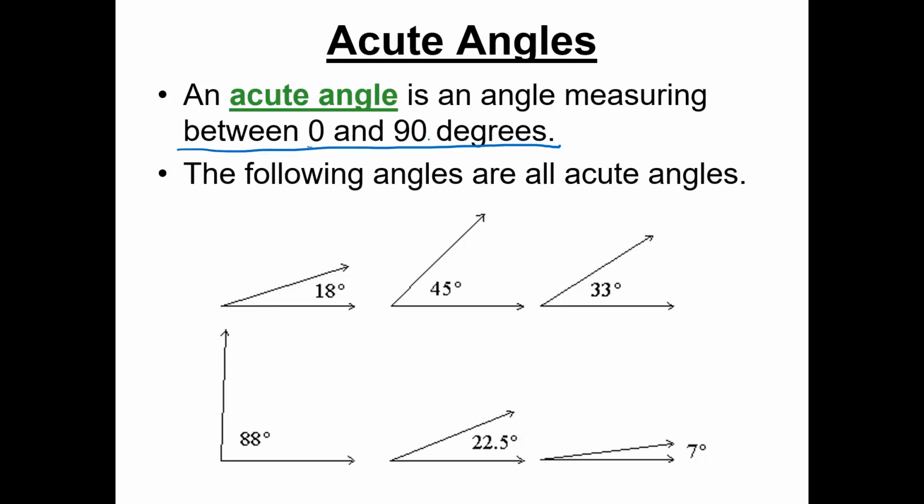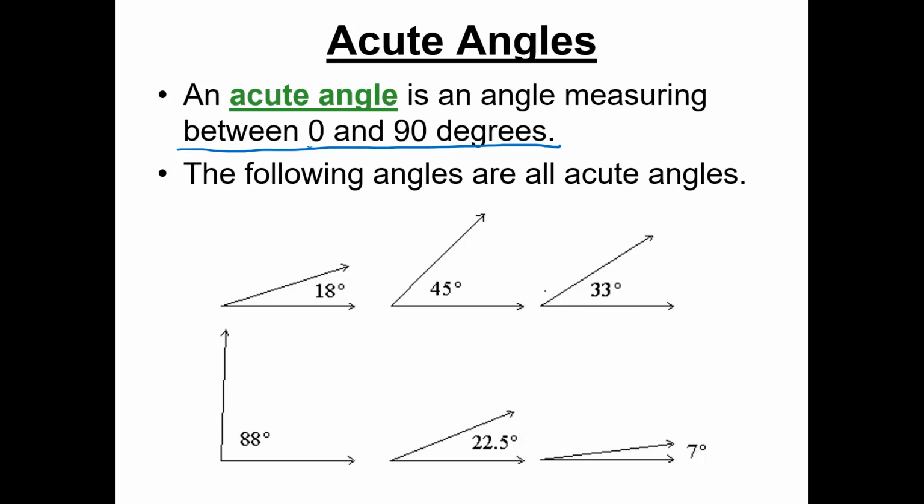Between 0 and 90 degrees, it can be 1, 2, 3, 4, 5, 6, 7, 8, 9, 10, and so on, maybe until 89. That is what we call acute angles. It can also be a decimal number like 89.5. As long as it's less than 90 and more than 0 degrees, we call it an acute angle. The following angles are all acute angles.